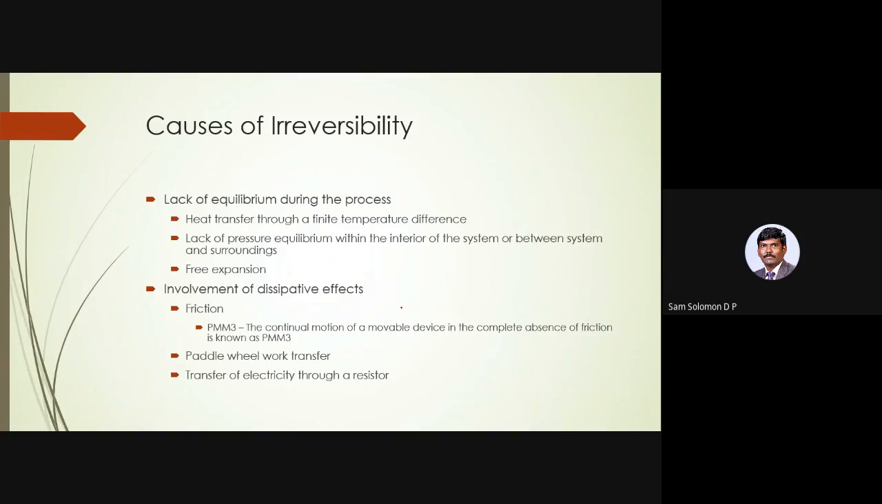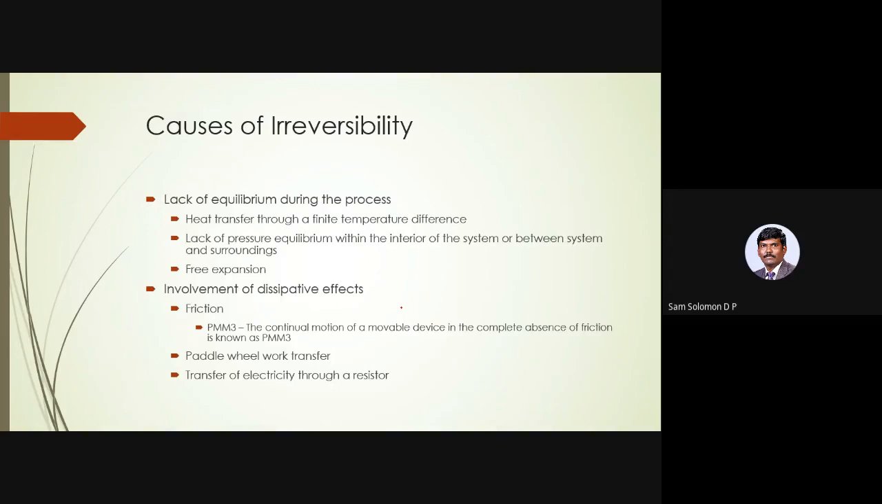So these are examples that they have given. Dissipative effects, friction, this is a very common example. We all ride vehicles. Your wheel has to come into contact with the road, and you have friction. Whenever you have a moving object on a stationary plane, you will have friction. You will have a force that is acting against the moving object, trying to stop it. So that is your friction.